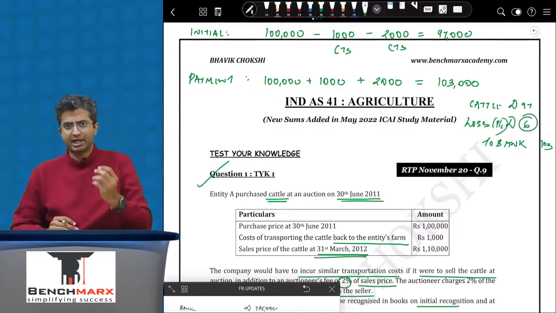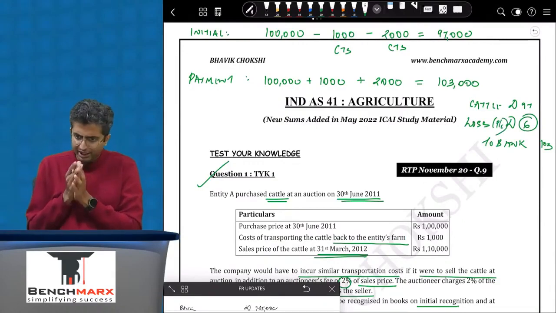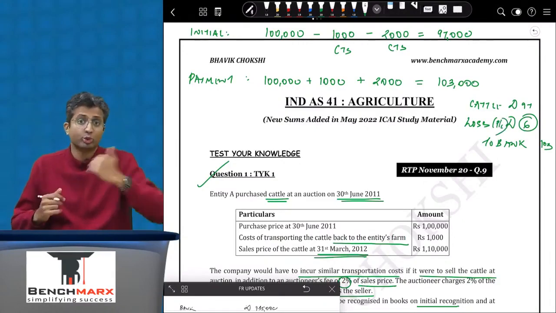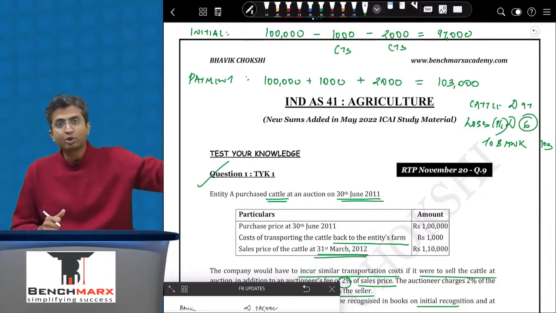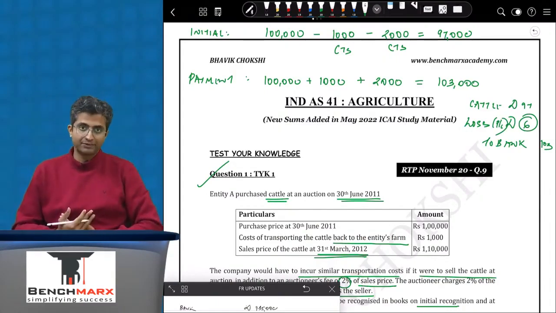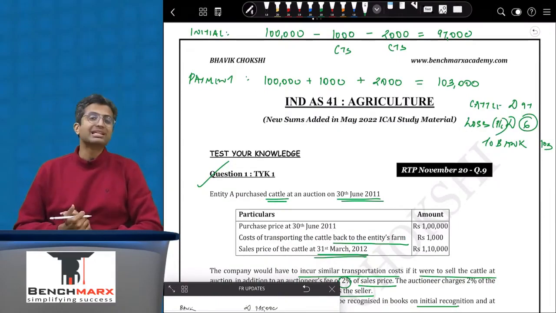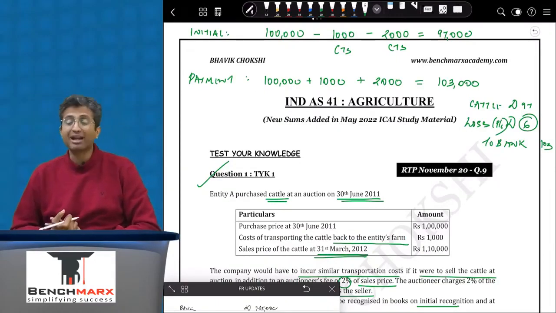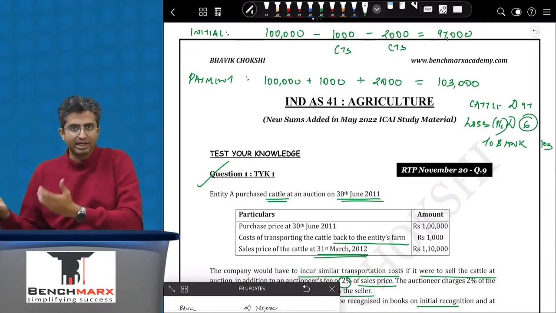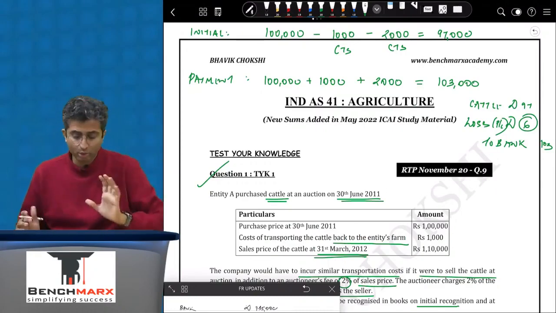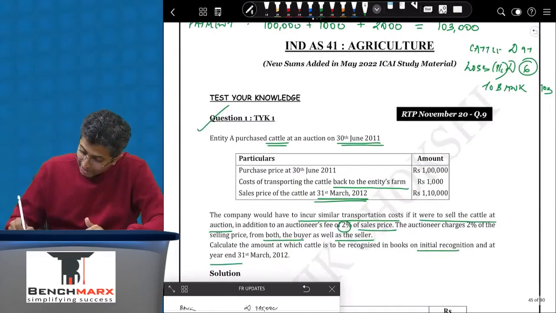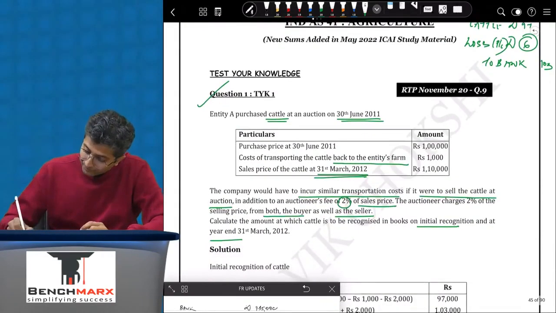Just for academic understanding, if after getting the cattle to your farm, the very next instant you want to sell it, you will have to transport it back to the farm, to the auctioneer, and you will have to pay auction fees again, and hence you will get only 97,000. So your journal entry will be bank account debit to, let us say, cattle 97,000 if hypothetically you were to sell it. As a matter of fact, you have not sold it and you have held it till the end of the year, where the value is 1,10,000.